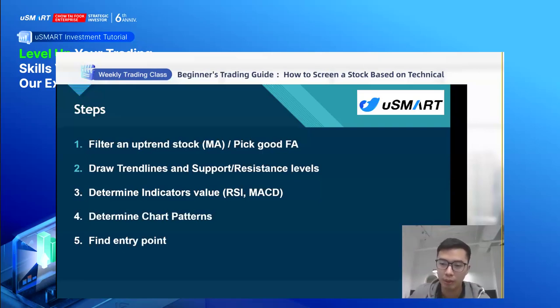But based on my experience, I mean, based on my own individual personal preference, I usually first filter uptrend stocks. Then I try to pick the good fundamental ones, especially those big caps. Then I will draw the support and resistance. And I rarely use indicators, and I use maybe some of the basic chart patterns. So it really depends on how you do technical analysis. It depends on what you're confident with.